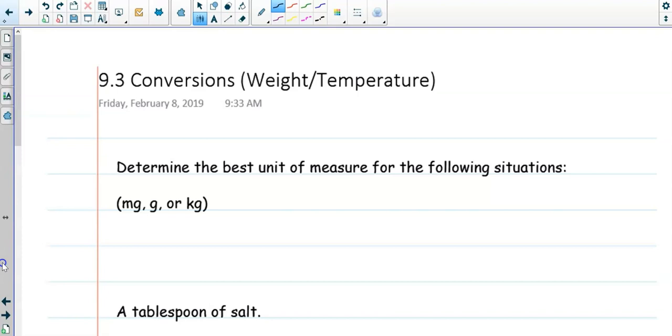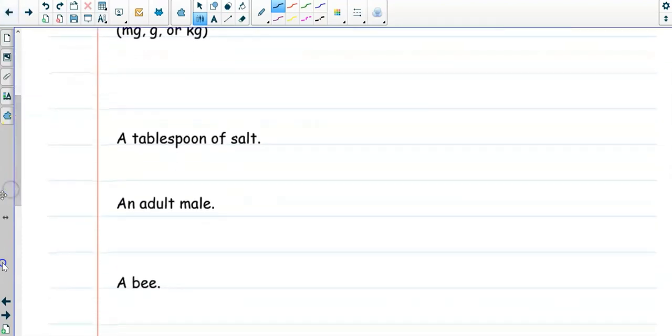So if I was to weigh a tablespoon of salt, or to weigh an adult male, or to find the weight of a bee, which one would you use? Again, milligrams, think like a feather, really, really light. Grams, think kind of like an apple, or bananas and things like that. It's a little bit heavier than milligrams. Kilograms, think like pounds. So take a moment, pause the video, and make your guesses on these three.